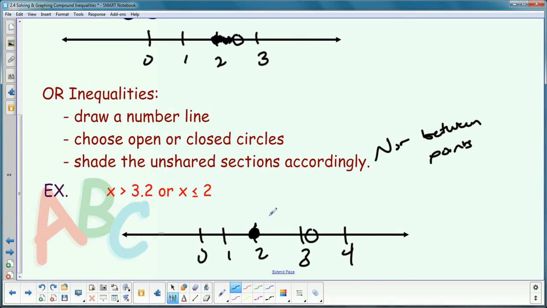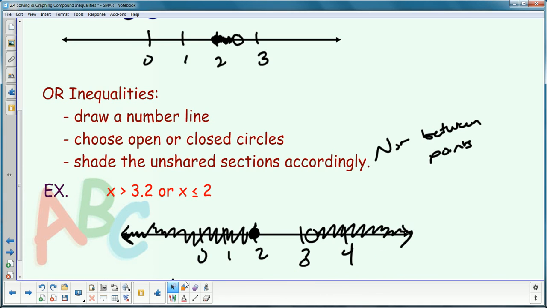And now I need to shade accordingly, so it's not between the points, meaning we don't want to go in here. That would be our and statement. Less than or equal to 2 tells us to shade all of that and keep going. Greater than 3.2 tells us to shade this way and keep going.